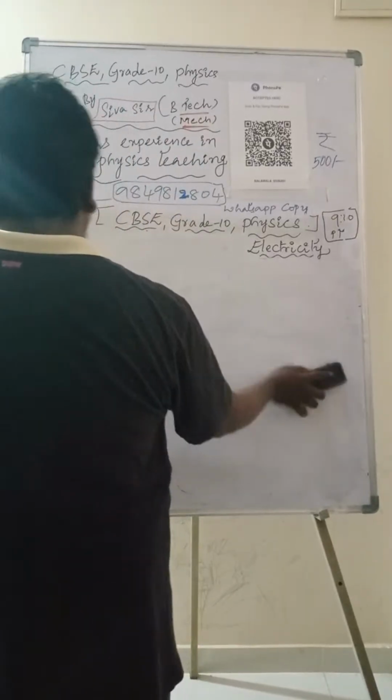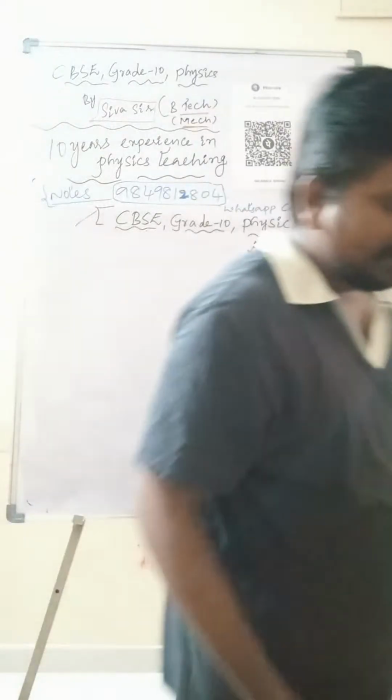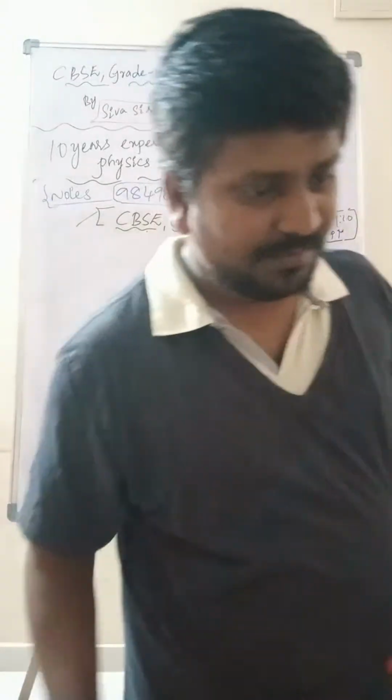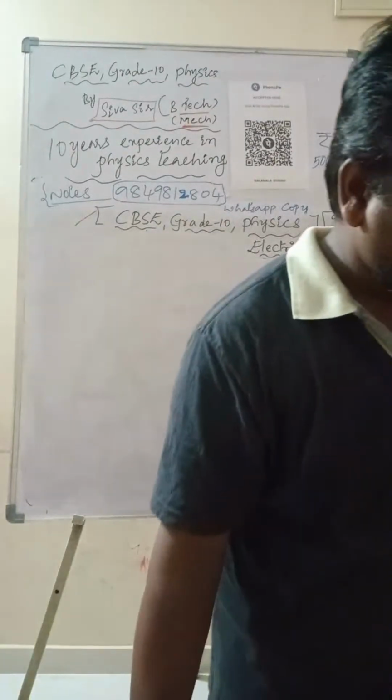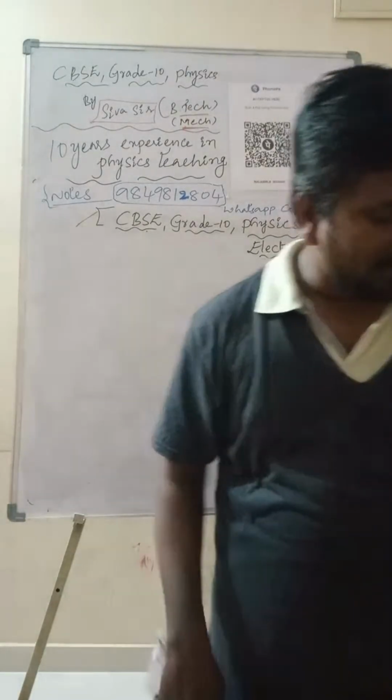So problems we will do. A few problems are there online. After offline also, if you want to do it, just check once. I will give a copper wire of resistivity. So problems I will work out.